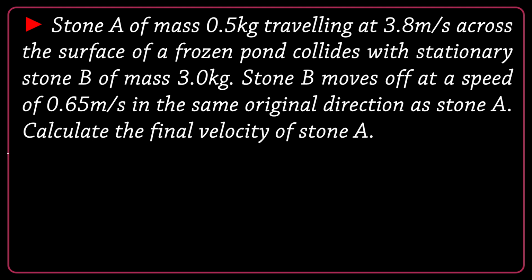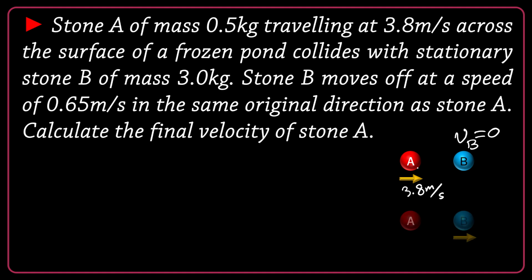Let's solve a problem. Stone A of mass 0.5 kilogram traveling at 3.8 meter per second across the surface of a frozen pond collides with a stationary stone B of mass 3. Also, let's say this is stationary, VB is equal to 0, and VA is 3.8 meter per second. Mass of both objects also are given. Anyway, stone B moves off at a speed of 0.65 meter per second.